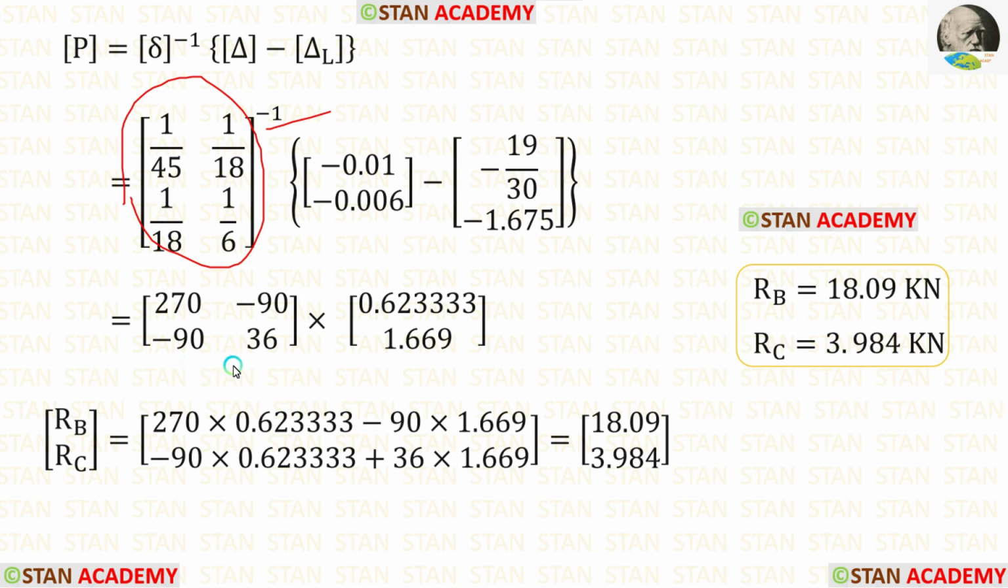I have used the calculator and got the inverse. Now we have to multiply these two matrices. After multiplying, we are getting RB and RC. For RB, we are getting 18.09 kilonewton. For RC, we are getting 3.984 kilonewton.